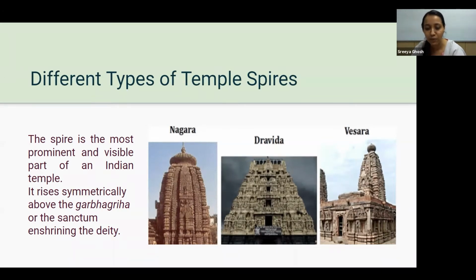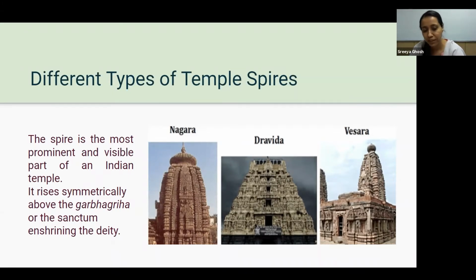The second picture is of the Dravida. Dravida is the South Indian architecture. This is basically pyramidal in structure. So there's a difference of shape between North Indian and South Indian temples. And then we have the Vesara architectural style. The Vesara is the Central Indian architectural style, which is basically a mixture of both the North Indian and the South Indian style.